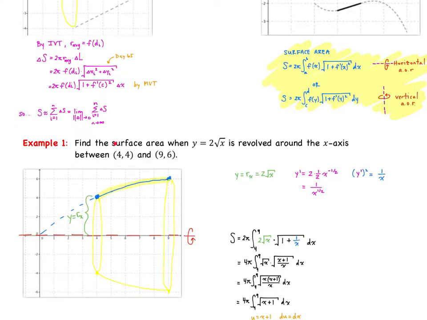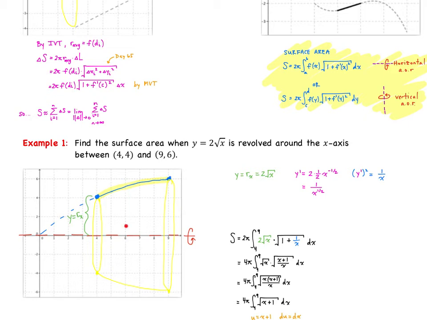We want to find the surface area when y equals 2 root x, revolved around the x-axis between the points (4, 4) and (9, 6). I plotted the point (4, 4) and the point (9, 6), so we're really looking at this curve here. I want the surface area of this portion when it's rotated around our x-axis. That's this yellow highlighted piece, the part of the frustum that we're looking at. Our radius is going to be in terms of x because the height of that is our y.